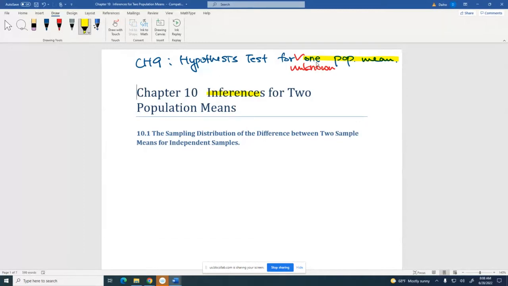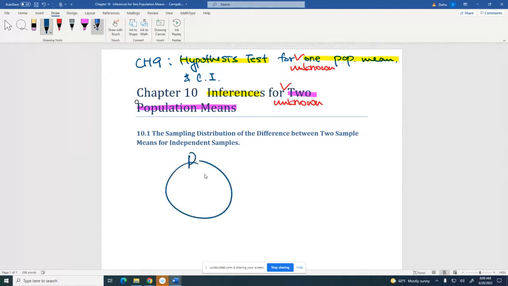Inference means the hypothesis test and confidence interval together. But now we have two population means. Population means absolutely unknown. Two unknown population means now here. So now we have two populations. Let me number them: here is population number 1, and here is population number 2.